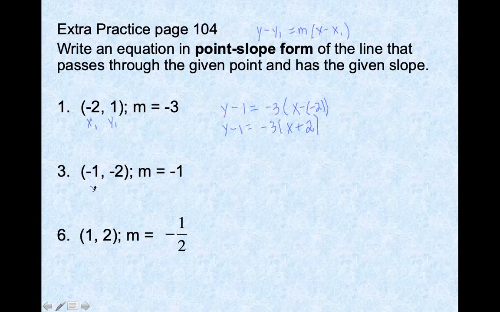Again, this is our x1 and our y1. So our point slope form is going to be y minus -2, which is y plus 2, equals m, which is -1, times x minus -1, which would be x plus 1. Or you will see that written as y plus 2 equals -(x plus 1). You may not see the actual 1 in front there. It might just be a negative sign.